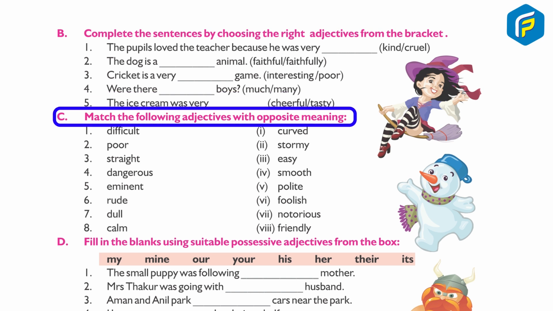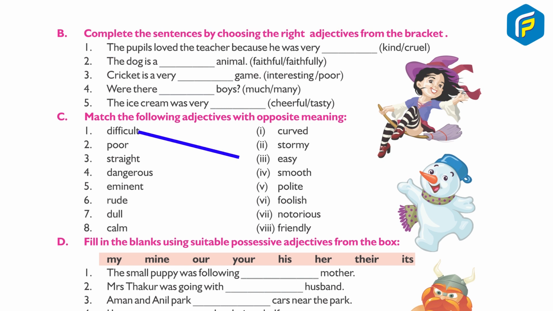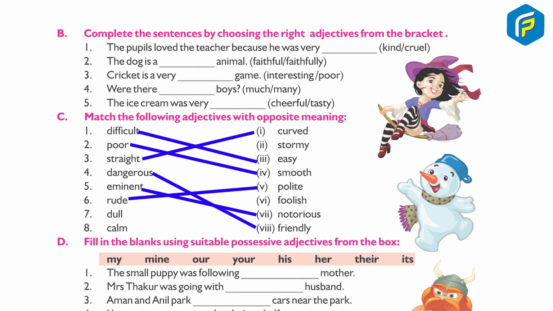C. Match the following adjectives with opposite meaning. 1. Difficult, easy. 2. Poor, smooth. 3. Straight, curved. 4. Dangerous, friendly. 5. Eminent, notorious. 6. Rude, polite. 7. Dull, stormy. 8. Calm, foolish.